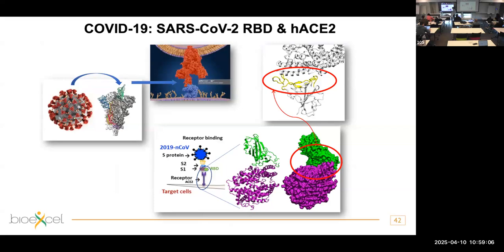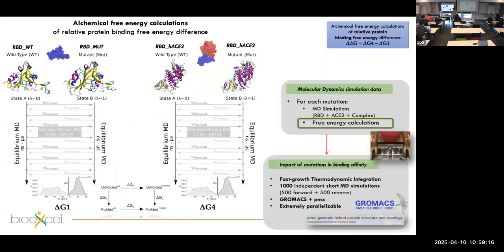And at that moment, just in the middle of the lockdown, everybody was looking at the effect of the mutations on the surface of the receptor binding domain. And that's what we decided to do also, using these tools. I had a really nice month in lockdown at home trying to implement this, which Sudarshan is going to show you, I guess, in the lecture after that. But this is the alchemical free energy calculation on relative protein binding free energies using GROMACS and PMX.